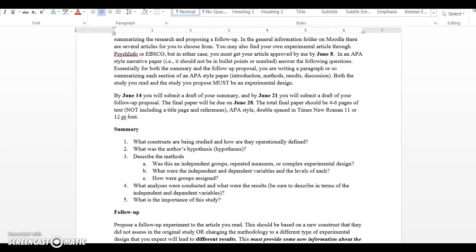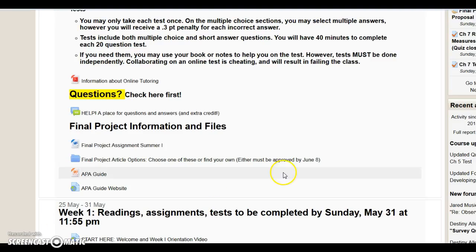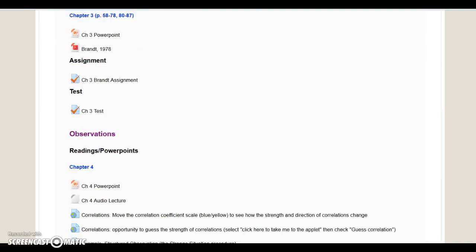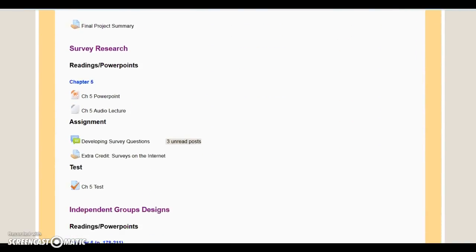From the method section, you'll also need to identify the independent and dependent variables and levels of each, and identify how groups were assigned. Then from the results down here, you'll need to describe what they found. Now, you may not understand every analysis they did, but you should be able to put into words what they found, and in particular, I want you to describe how the independent variable affected the dependent variable. And then finally, from the discussion section, you'll need to summarize the importance of the study, excuse me. So going back to this week's assignment, that's the first thing you'll need to do.